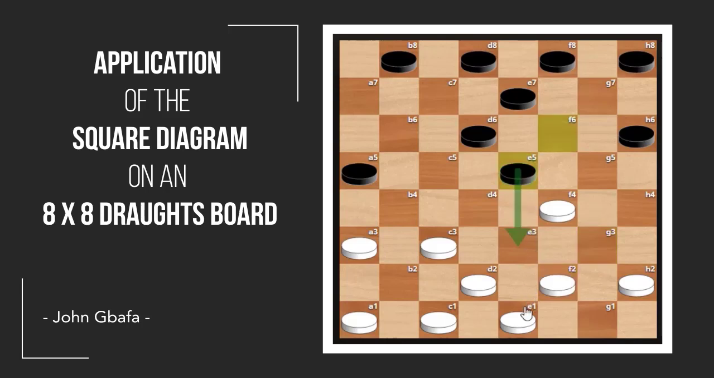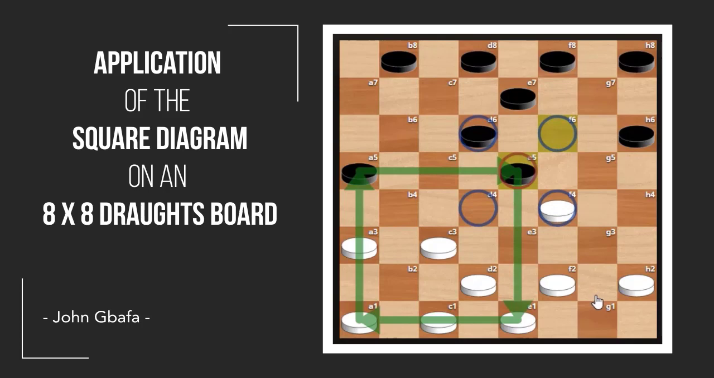If we draw the square, with the vertex at e5, we have d4, f4, f6, d6 surrounding it. And for e1, we have f2, d2 surrounding it. Now, with the 8x8 board, you don't have the opportunity to draw the double square, so we always use the single square. But those of you who have been following my tutorials on the square diagram will understand what I'm coming to do now. If you want to learn more about the square diagram, please watch the videos and you will get more understanding of how the square diagram works.